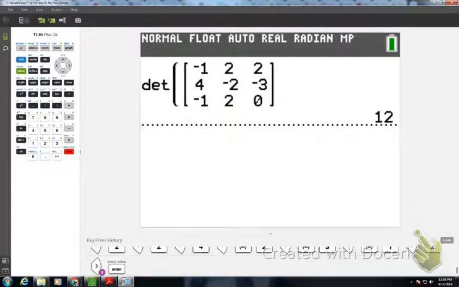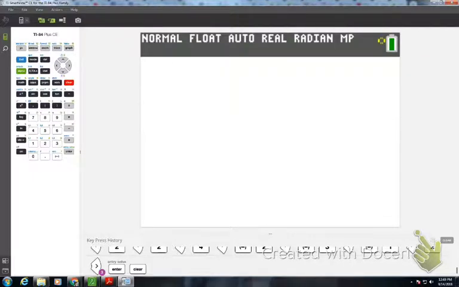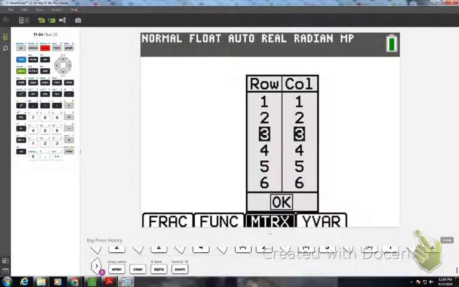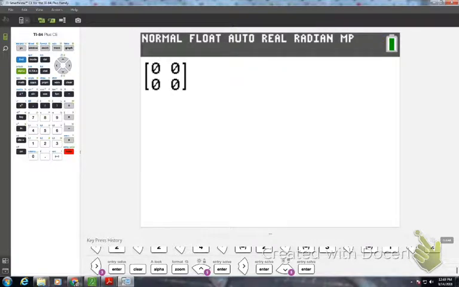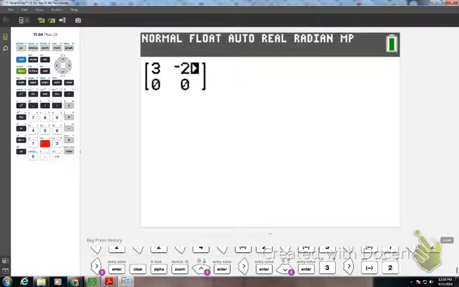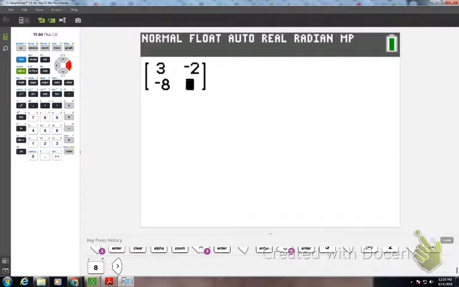All right, next thing we're going to do is find the inverse of a matrix. So we're going to do number 29 on that review. So we're going to start by entering the matrix, alpha, zoom. For 29, that's a 2 by 2 matrix, so we need to change the dimensions. All right, then enter the elements of the matrix. We have 3, -2, -8, and 7.